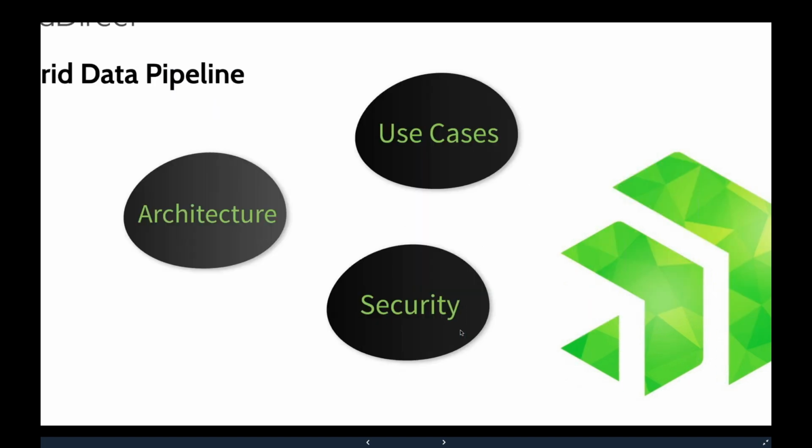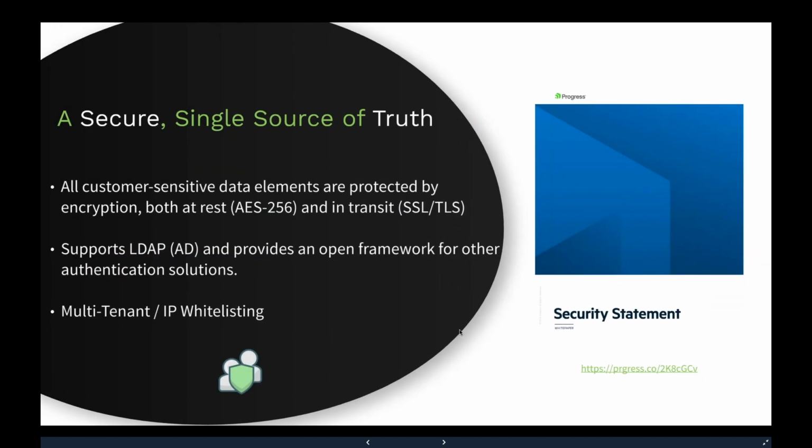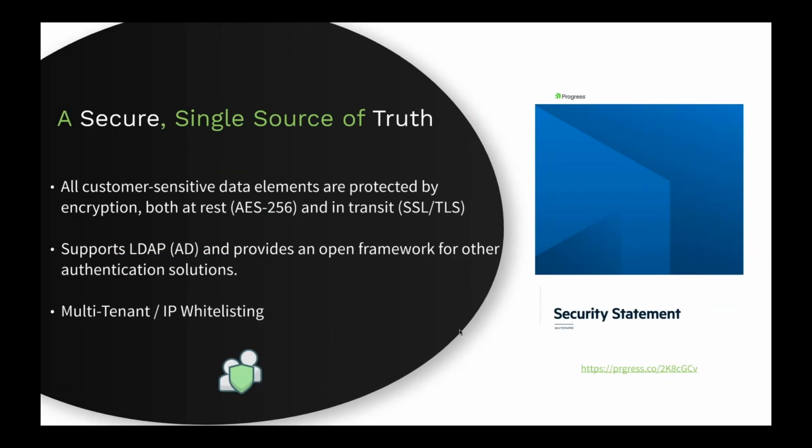And then from a security point of view, as I've mentioned, everything is encrypted AES 256 at rest, in transit SSL or TLS encryption. For authentication into Hybrid Data Pipeline, we have a basic authentication that can be managed right in Hybrid Data Pipeline, as well as support for LDAP, Active Directory, and an open framework where you can build like a Java plugin to support other external authentication types.